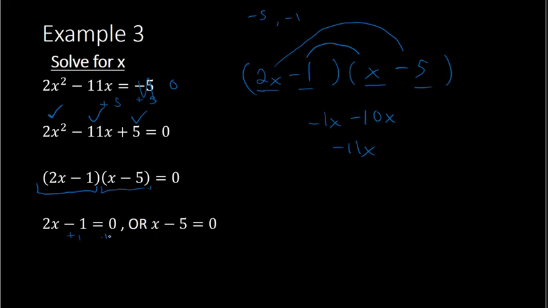So the first one, I add 1 to both sides. So I have 2x equals 1, and then divide both sides by 2. x would equal 1 over 2. And then for the second equation, we can just add 5 to both sides, and x would equal 5. So my solution for example 3 would be 1/2 or 5.